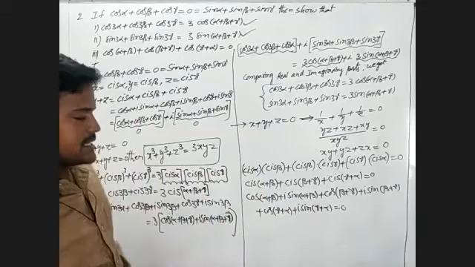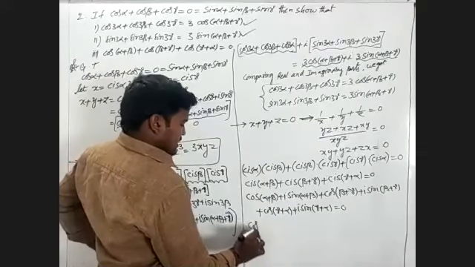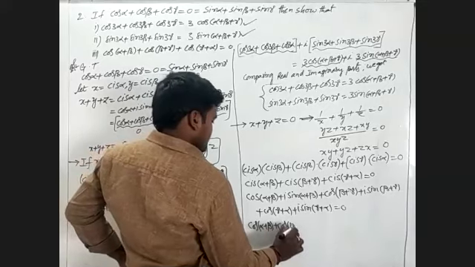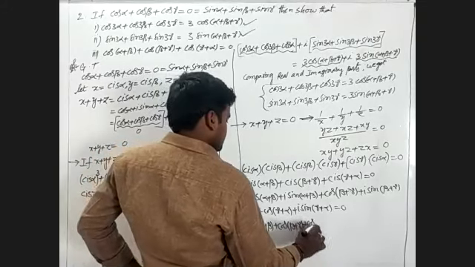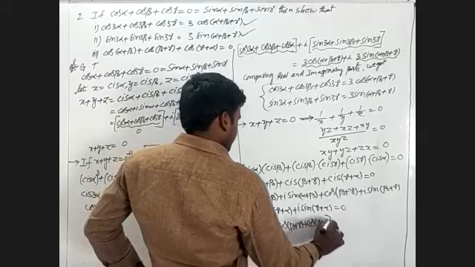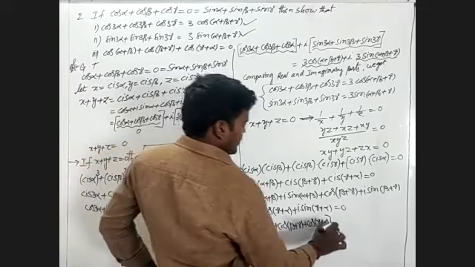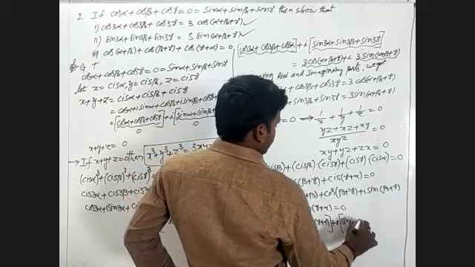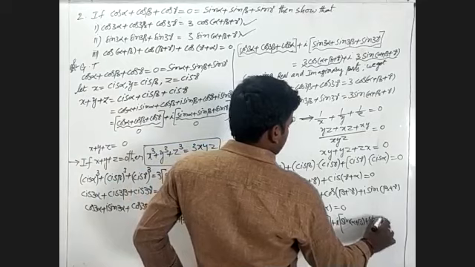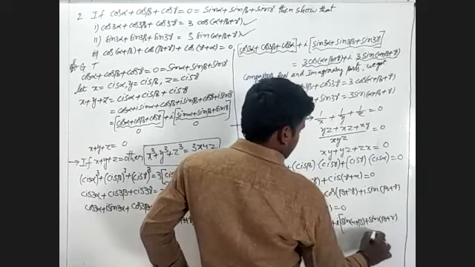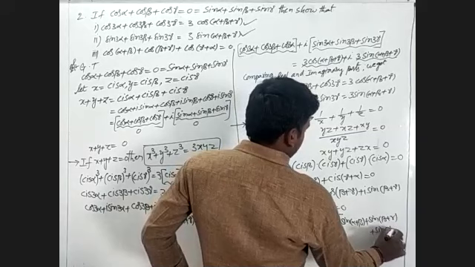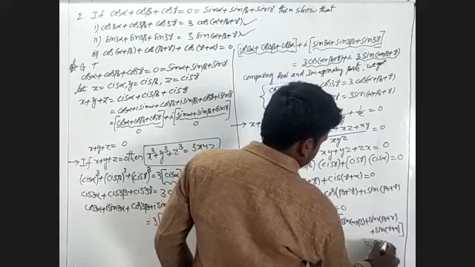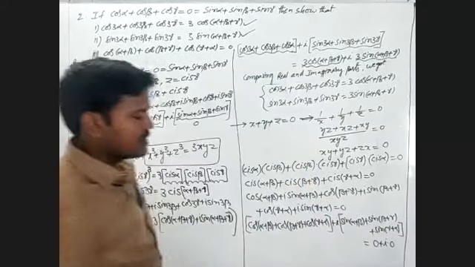Given one can be separated into real and imaginary parts, that I will write cos of alpha plus beta plus cos of beta plus gamma plus cos of gamma plus alpha. Here I will take i common, remaining we have to write sin of alpha plus beta plus sin of beta plus gamma plus sin of gamma plus alpha is equal to this. We have to write 0 plus i into 0.